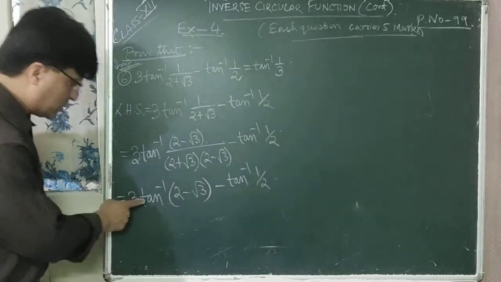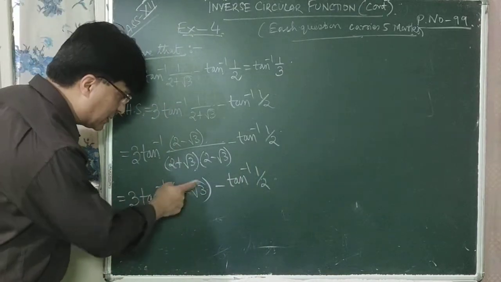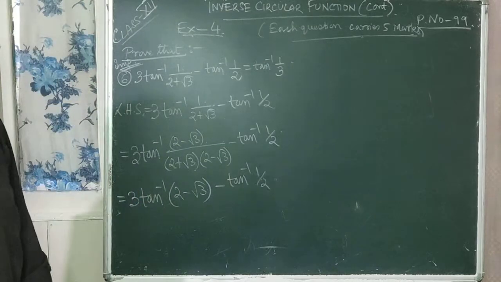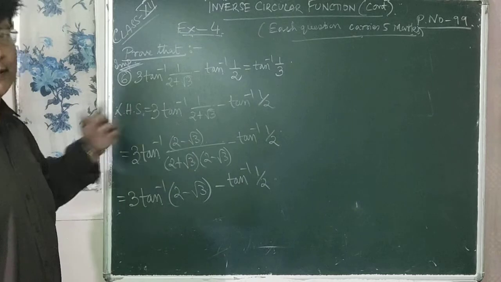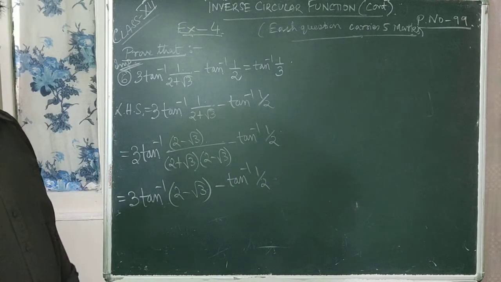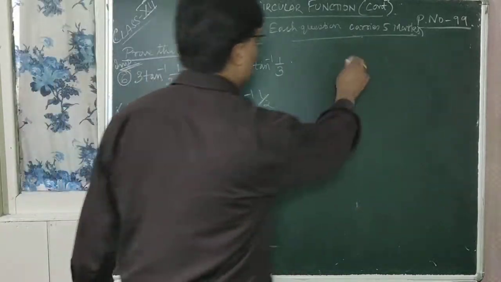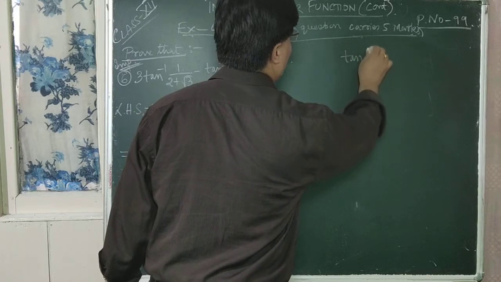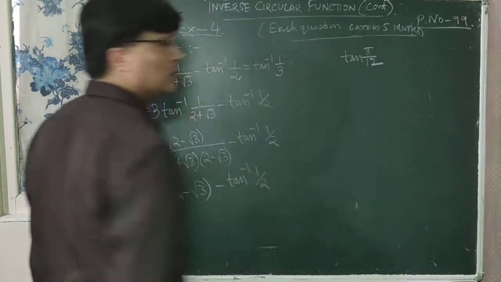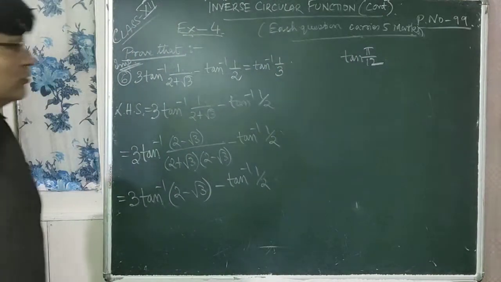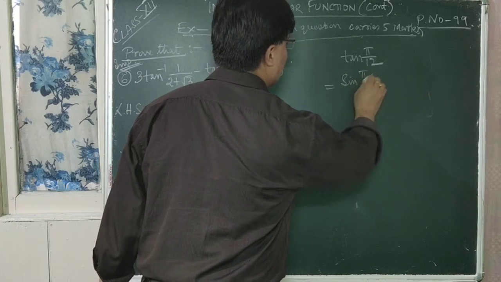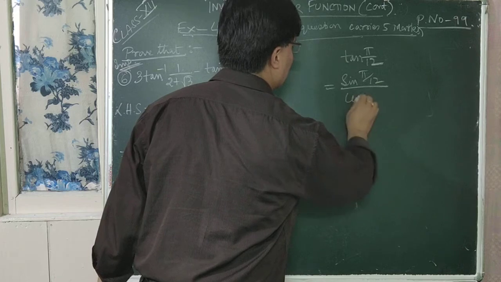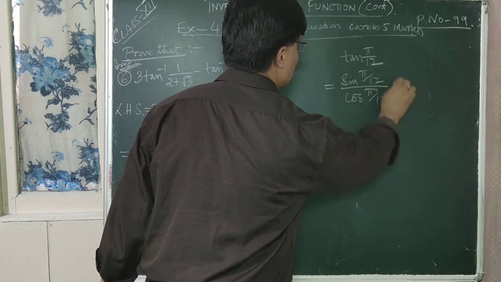Now here also, since there is tan inverse, tan of which angle is 2 minus root 3? It is also tan pi by 12. Okay, let us find out. Let us prove that tan pi by 12 is equal to 2 minus root 3. Okay, so tan pi by 12, let us find out its value. So is equal to sin pi by 12 divided by cos pi by 12.